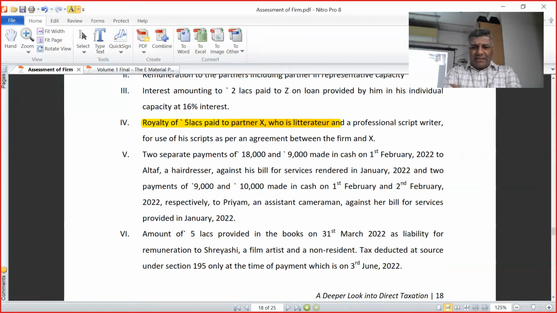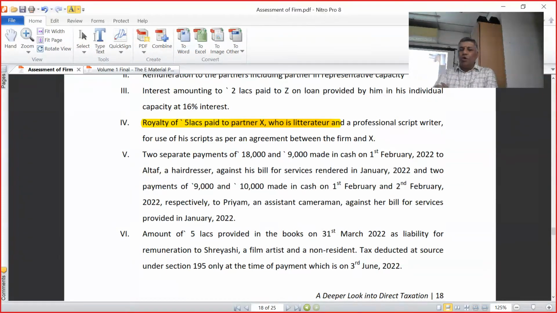Amount of 5 lakhs provided in the books on 31st March as liability for remuneration to a film artist and a non-resident. Tax was deducted at source under 195 only at the time of payment.